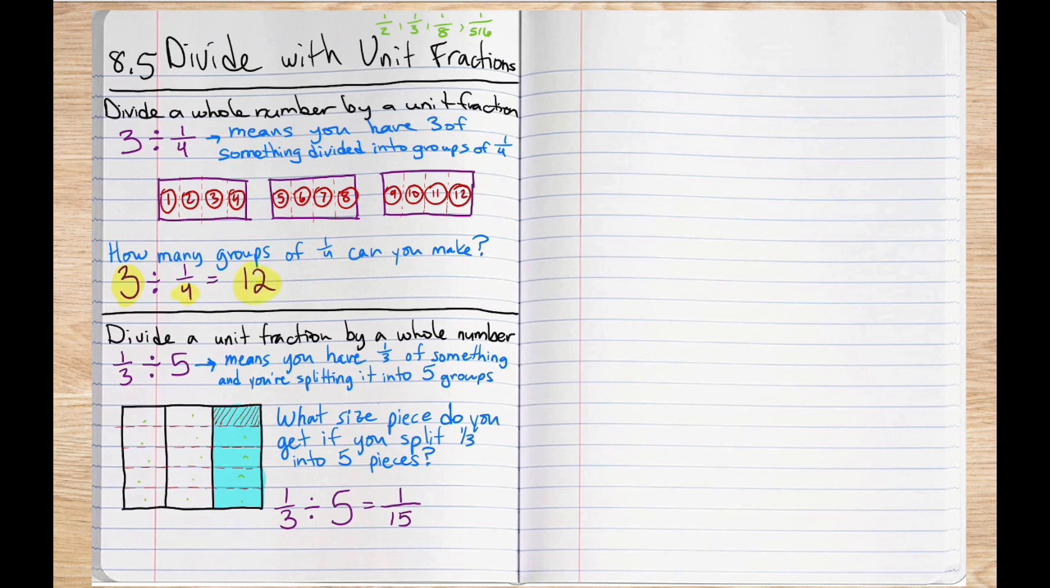I had 3 divided by 1/4, and my answer was 12. And I see a pattern there because I know that 3 and 4 are both factors of 12. 3 times 4 is 12. I started with a whole number, and I ended up with a whole number. Now in the bottom example, I did 1/3 divided by 5, and I got 1/15. And I know that 3 times 5 gives me 15. I started with a fraction, and I ended up with a fraction. We'll explore this pattern more, and you'll really explore it in 6th grade, but it helps to spot it as we're working.